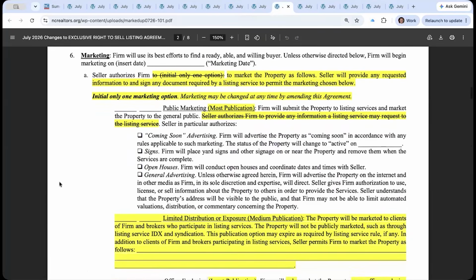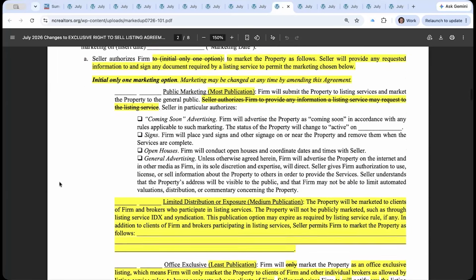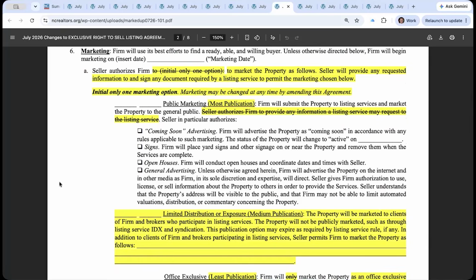Most of you, if you don't already, now have the delayed marketing. NAR released that new rule last year, they called it delayed marketing, but a lot of you are probably in MLSs that call it limited distribution or exposure, one of those things. In any event, you can think about it as kind of a medium option for marketing the property between public marketing, and you can see down here, office exclusive, which is still there. And so now there's an option for that.